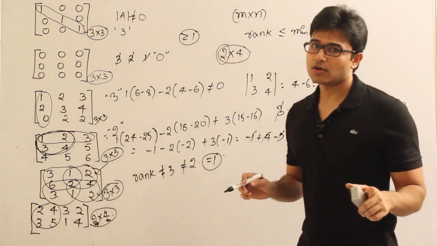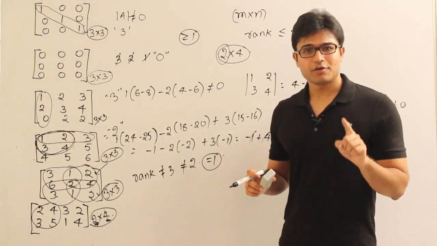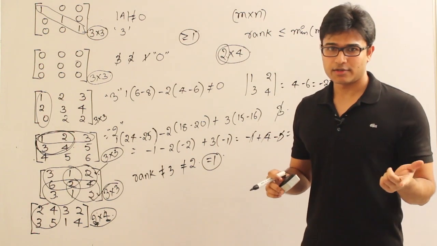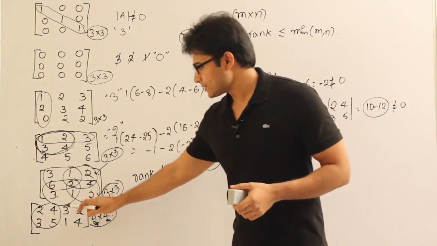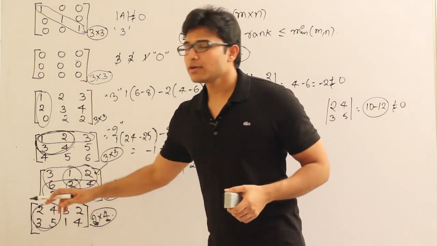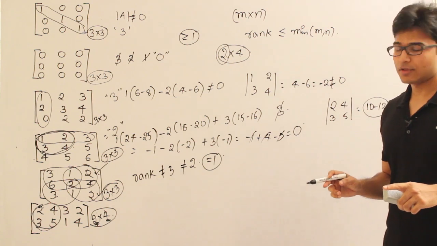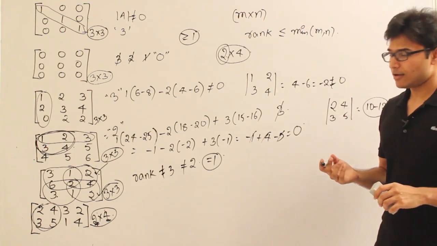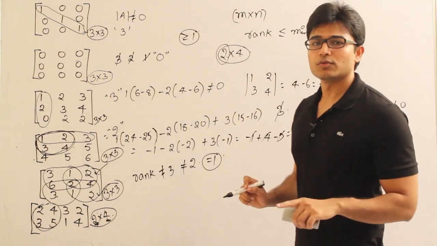The submatrix should always be square, otherwise we cannot find the determinant. You already know that, right? We cannot find the determinant of a non-square matrix. We can find determinants only of square matrices, right? Now check this. We are able to find a 2 by 2 square submatrix whose determinant is not equal to 0. Therefore, we can say that the rank of this matrix is 2, right?